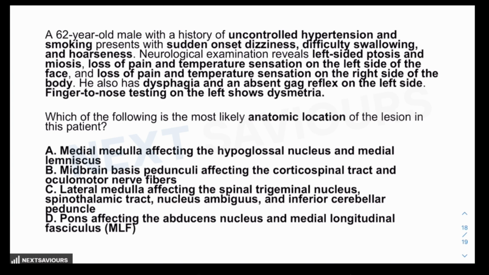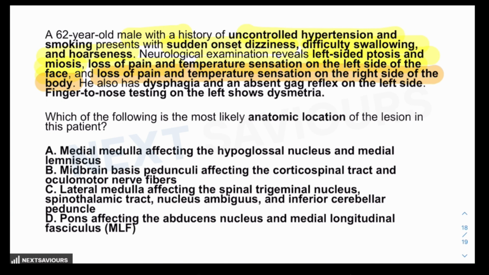Like a 62-year-old male with a history of uncontrolled hypertension and smoking presents with a sudden onset of dizziness, difficulty in swallowing, and hoarseness. Neurological examination reveals left-sided ptosis and miosis, loss of pain and temperature sensation on the left side of the face, but loss of pain and temperature sensation on the right side of the body.